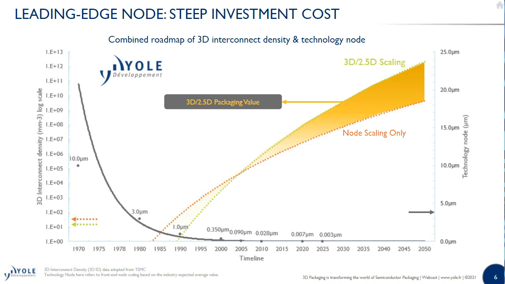In this chart, you can see the timeline from 1970 to a forecast of 2050. The data shows the technology nodes on the right and the 3D interconnect density of the system level on the left. We can see that Moore's law has remained alive for over 5 to 6 decades now, and has created this industry expectation for performance increase, but it is no longer cost efficient when it comes to advanced nodes. And as shown in the previous slide, node scaling is slowing down.